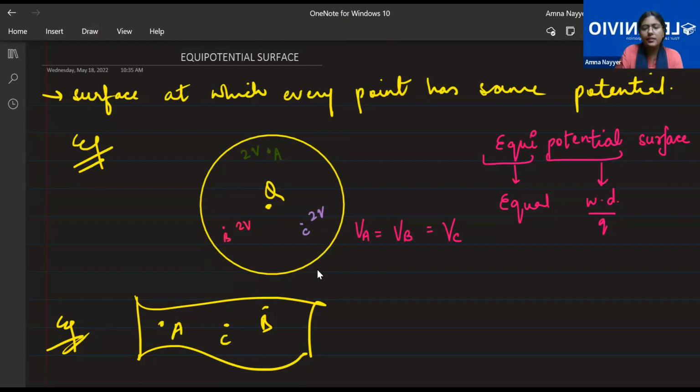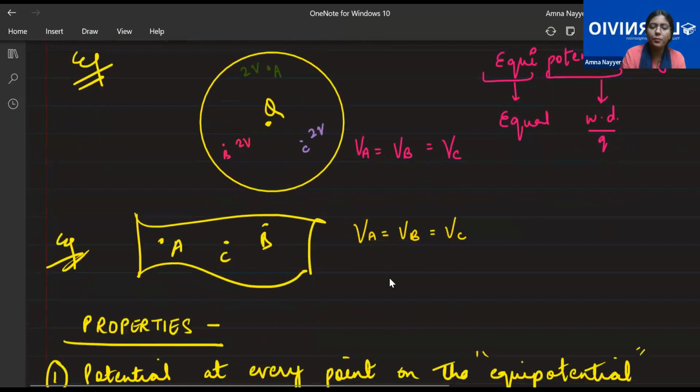Similarly, look at this. It is not necessary that this has to be a circle or a symmetrical figure. If it is an unsymmetrical, random shaped figure like this, and still I am getting the potential at all the points equal, at all the places equal, a single value of potential throughout, it means this surface will be called as an equipotential surface.